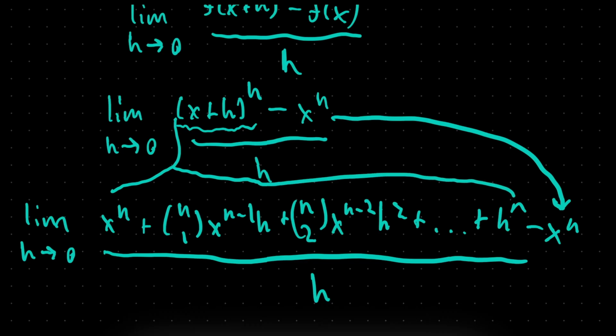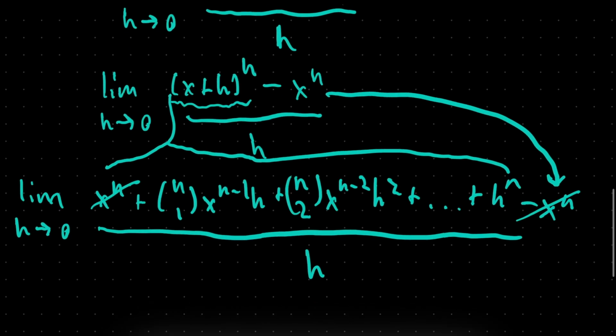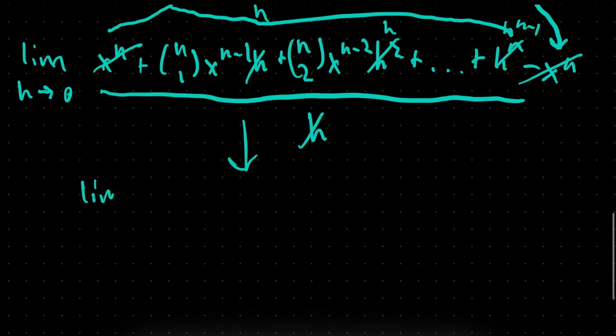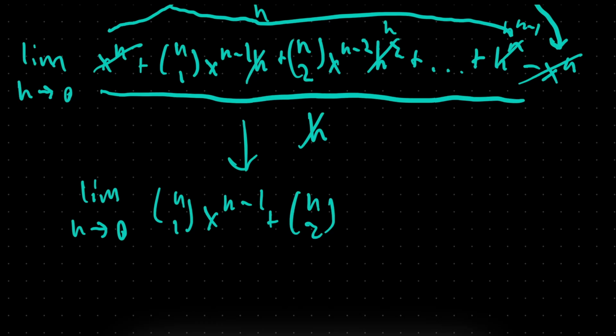Okay, so these two x to the n's will cancel out. And if we simplify this expression a little bit and cancel out these h's, this will become h, and this will become h to the n minus 1. You'll get the limit as h approaches 0 of n choose 1 of x to the n minus 1 plus n choose 2 of x to the n minus 2 h plus dot dot dot h to the n minus 1.